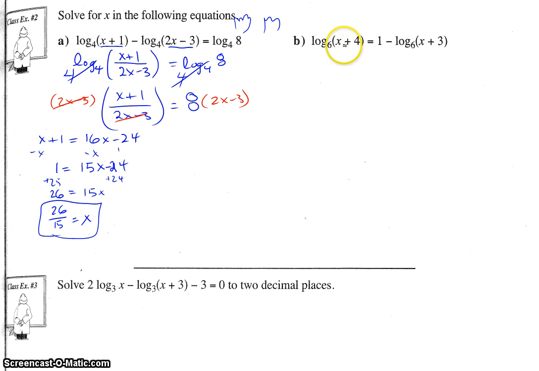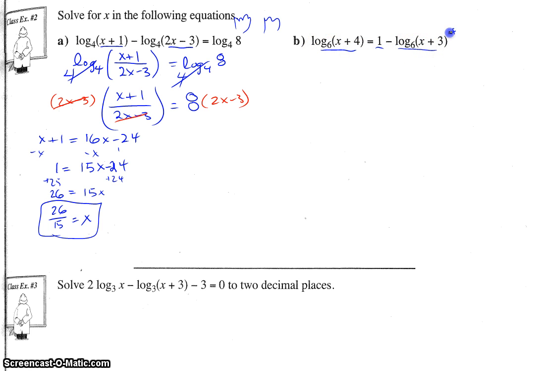Okay, let's look at example B. All right, so we have log base 6 of (x plus 4) equals 1 minus log base 6 of (x plus 3). We have one term on the left side, 2 terms on the right-hand side. So we can't just get rid of the logs right now. All right, and it's not going to be easy to combine these two. We could in a difficult way by making one a log base 6, but there's an easier way. We have 2 log base 6s.